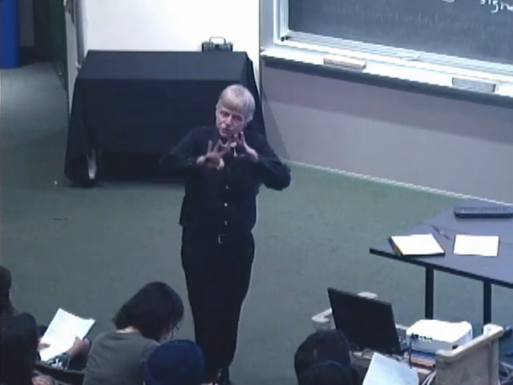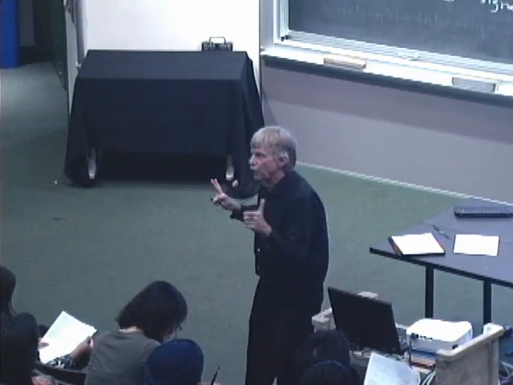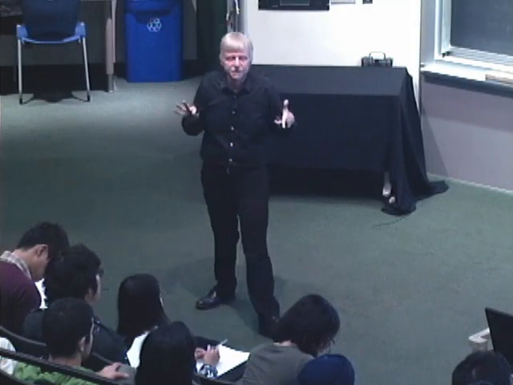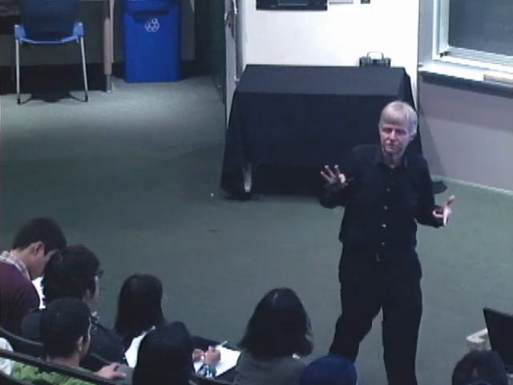Okay, so we have these 2 different representations. We have difference equations and block diagrams. So here's a question. How are they different? In particular, I've told you that difference equations are concise and precise. Are there advantages to a block diagram?